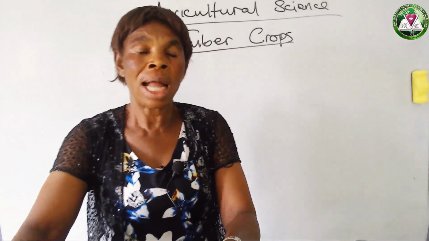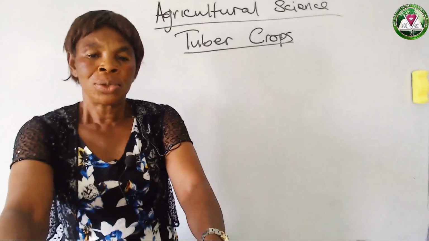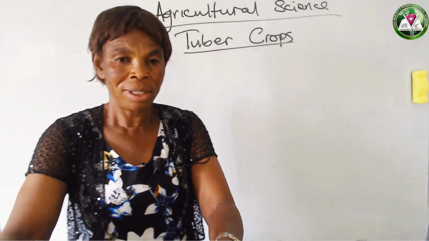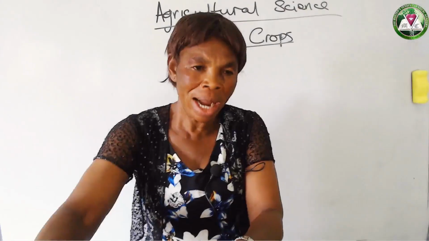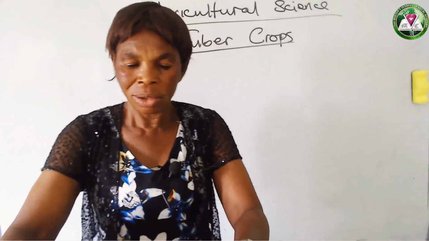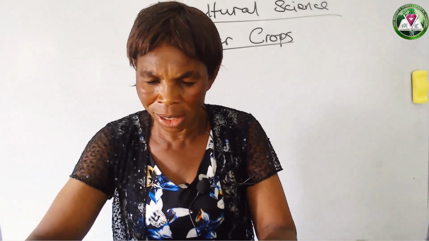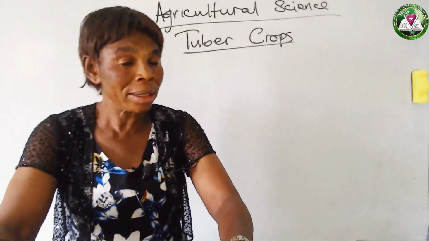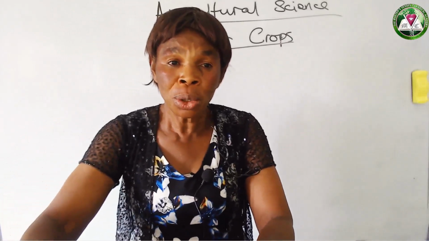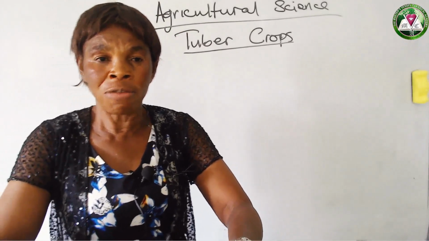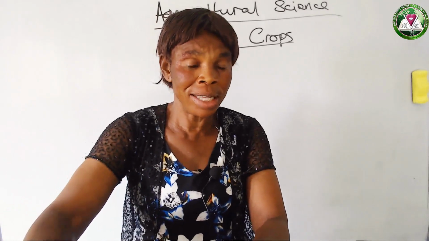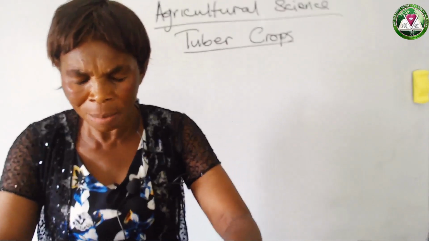Remember that tuber crop is one of the crops we have in life. They are very necessary. Carbohydrates give you strength. So it is important to have it around us. Remember that Irish and sweet potato is also a type of tuber crop. Remember that carrot is there as one of the examples.